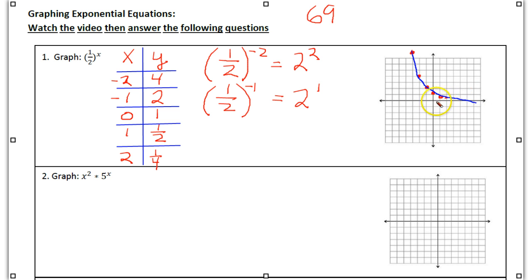Looks like so. And you may note that our x-axis here, I didn't want to cross it, is our horizontal asymptote. That is, this line gets close but never reaches the x-axis.